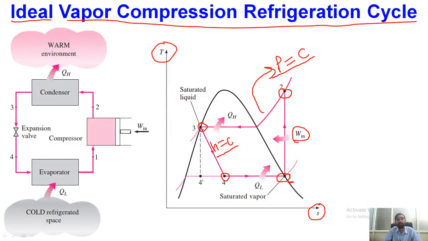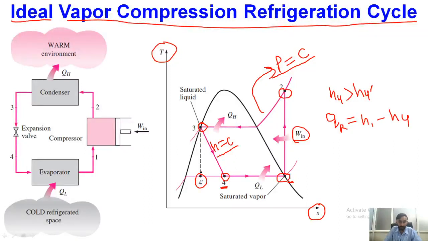Now one important point I would like to discuss: if instead of the throttle we had used a turbine, instead of point 4 we would have ended up at point number 4 dash. In the throttling device we have point number 4 at the entry of the evaporator, and we know that the enthalpy of point 4 is more than the enthalpy of point 4 dash. As the phase changes from point 4 to point 1, the actual refrigeration effect on a per kg basis is equal to H1 minus H4.